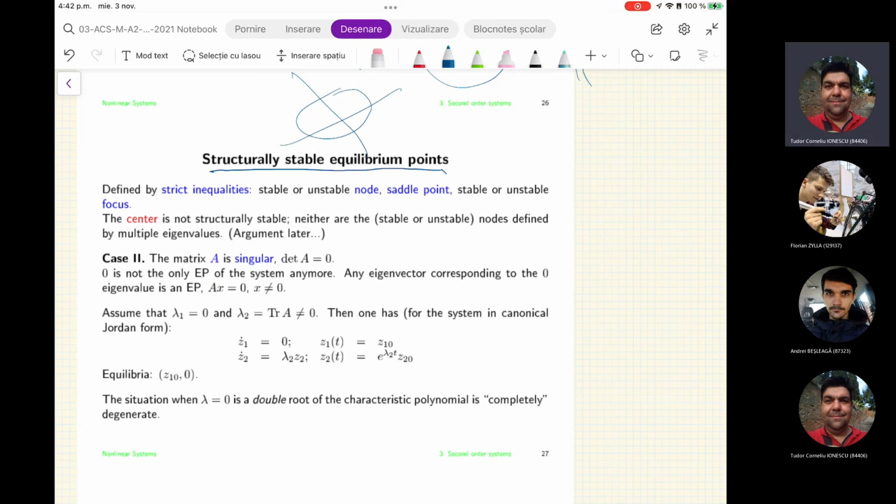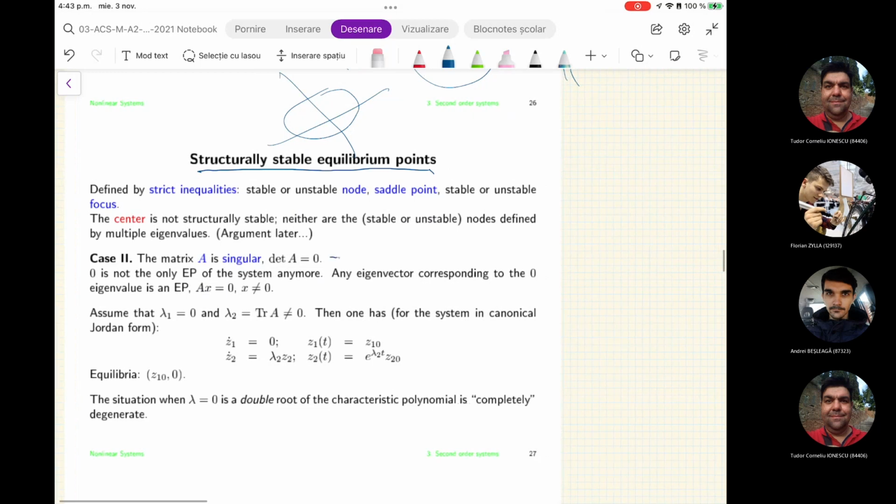Why? Because there's always a difference that might appear between the two eigenvalues. Okay. For instance, consider the matrix A singular. Its determinant is 0. So the second case. Okay. If A is singular, this means that one of the eigenvalues of matrix A is 0. Okay, we remember that the determinant is λ1 times λ2. That means there exists λi equal to 0. This is what it means.